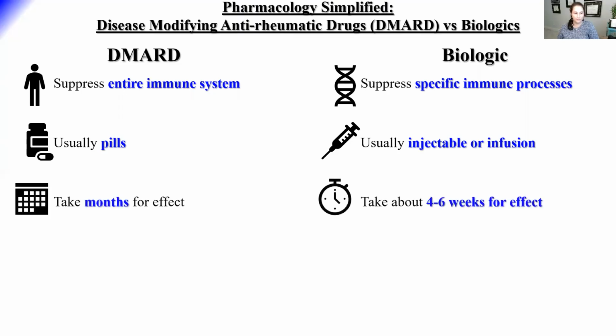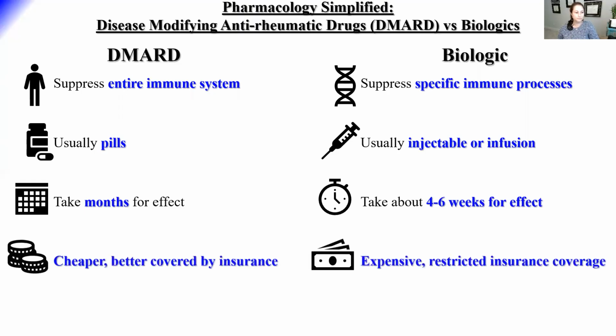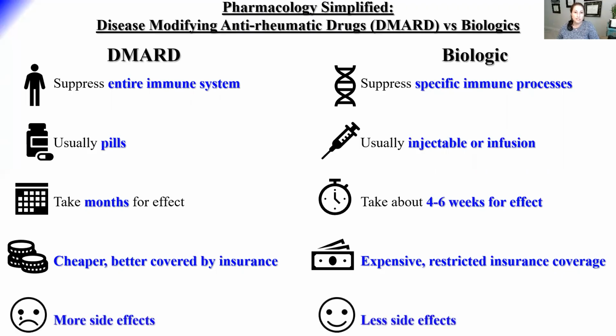That can obviously vary. DMARDs take a longer onset for effect, whereas biologics are typically 4 to 6 weeks. DMARDs are cheaper, which means they're better covered by insurance, whereas biologics are typically very expensive. An insurance company usually wants you to fail a couple lines of treatments before they'll pay for those biologics. Because DMARDs suppress the entire immune system, they have more side effects, and biologics tend to have less side effects because they're specifically targeted for that immune process.